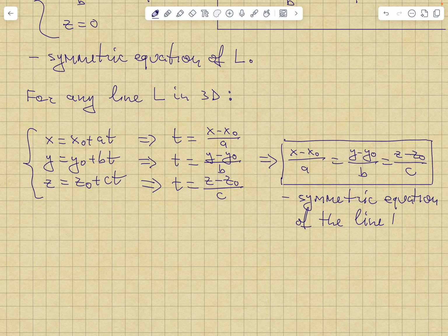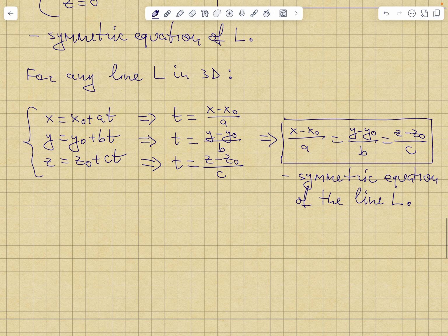Okay, so a line in 3D can be written, its equation can be written in 3 different ways: as a vector equation, as a parametric equation, and as a symmetric equation. All right, let's do some more examples.